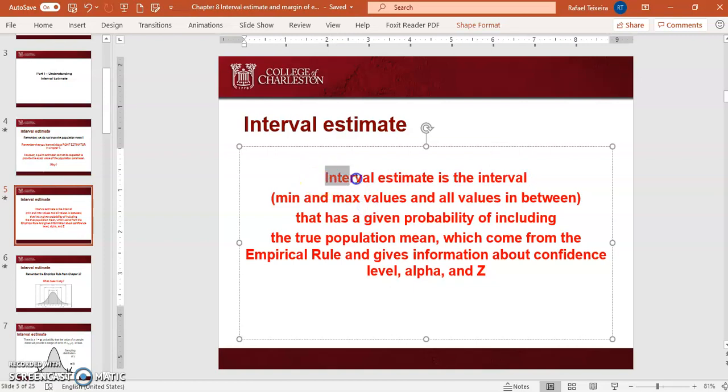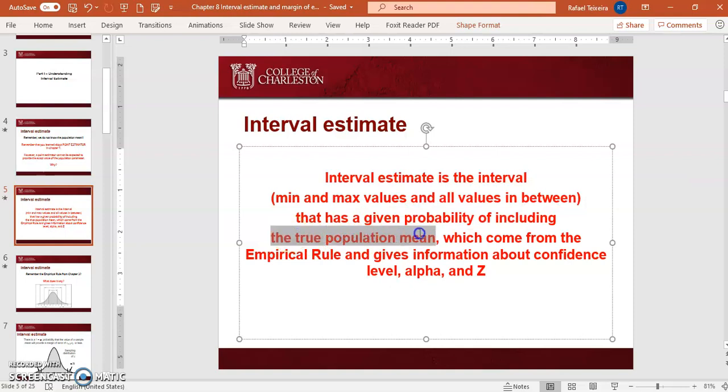This is the reason we build an interval. This is the reason we have an interval estimate, which is an interval with minimum and maximum values, similar to the lower and upper levels in our distribution. Remember the lower and upper levels? That's what we're doing. We're building an interval estimate that has a given probability of including the true population mean.